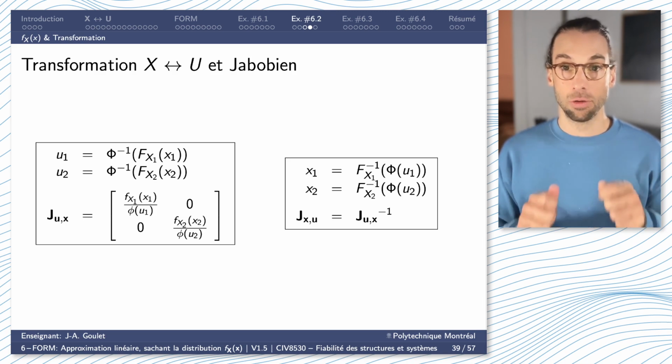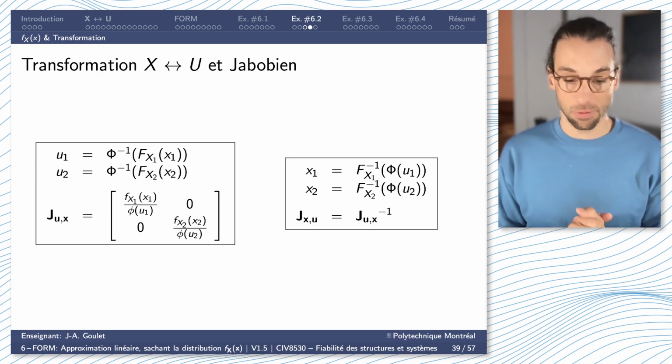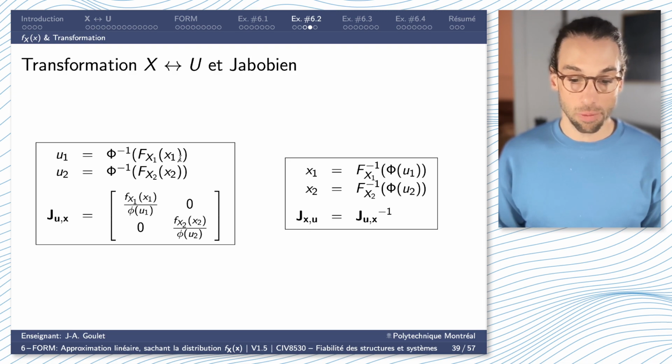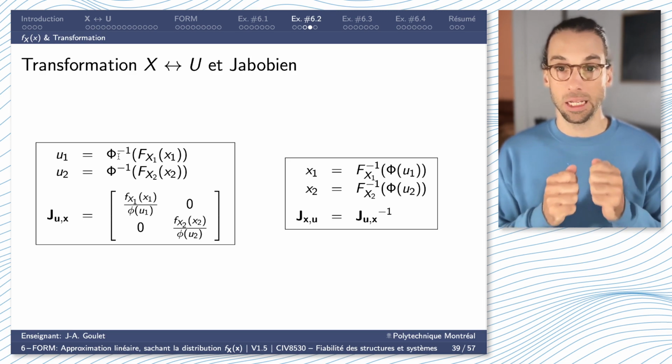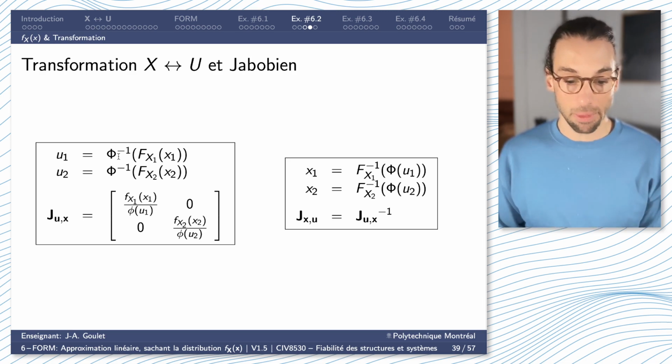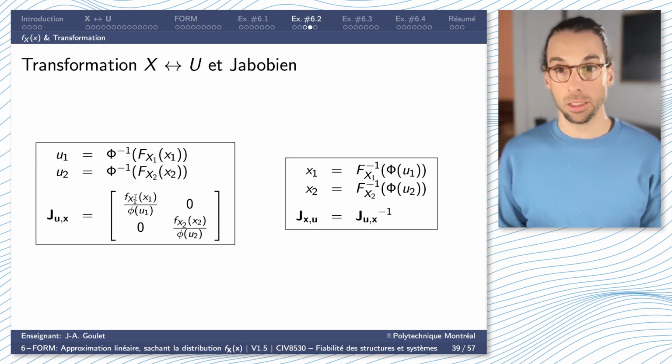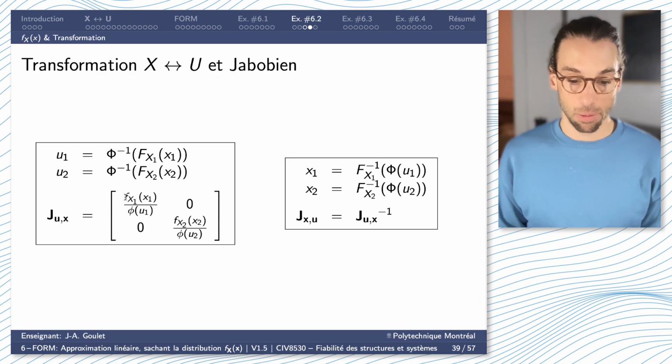Now, if we want to go from x to u and vice versa, we can use, to go from x to u, the transformation by the equality of the CDF, and our Jacobian is going to be equal simply to the ratio of the PDF of xi divided by the standard normal PDF of ui.